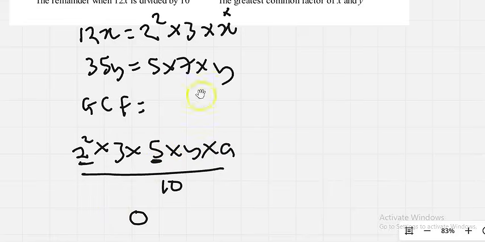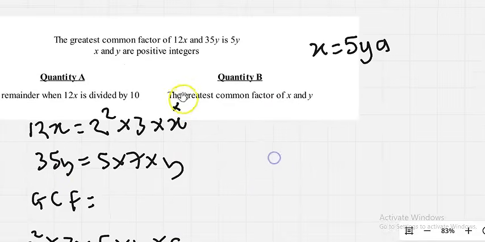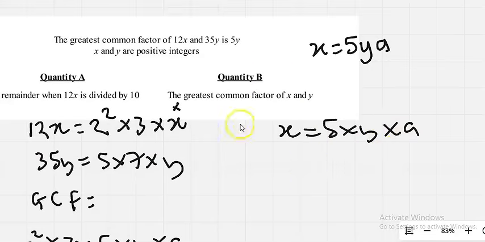So let's move to quantity B. The greatest common factor of x and y. Greatest common factor of x and y. So we know that x is 5 times y times a, and y will be y. So the only common factor between them is y. So the greatest common factor of x and y is y.